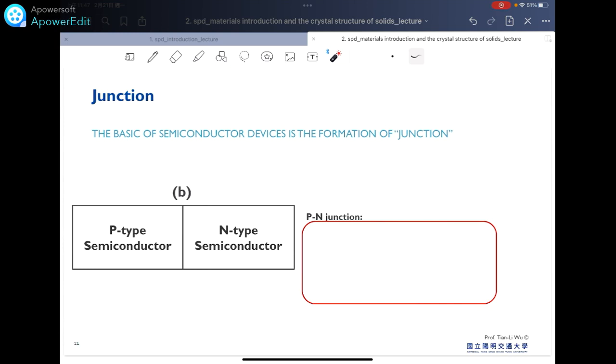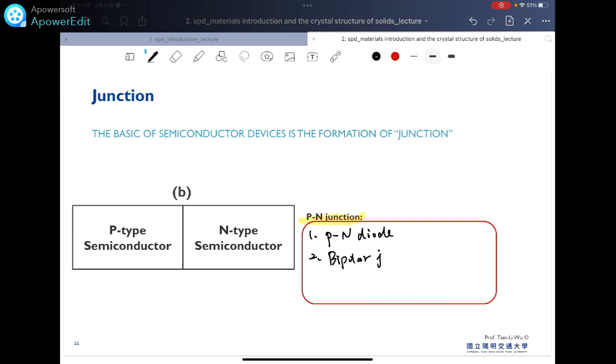Okay, another one is that we can also consider the semiconductor with the same material but with different doping. That's how we generally consider the PN junction. So there are several different types of PN junction. The first one is the PN diode. And the second one is a bipolar junction transistor. We will explain later.